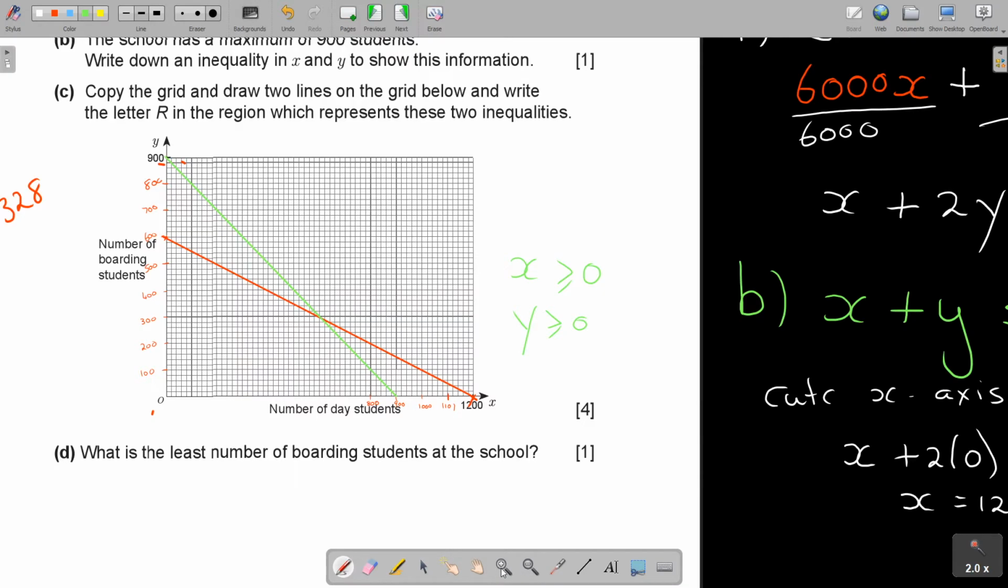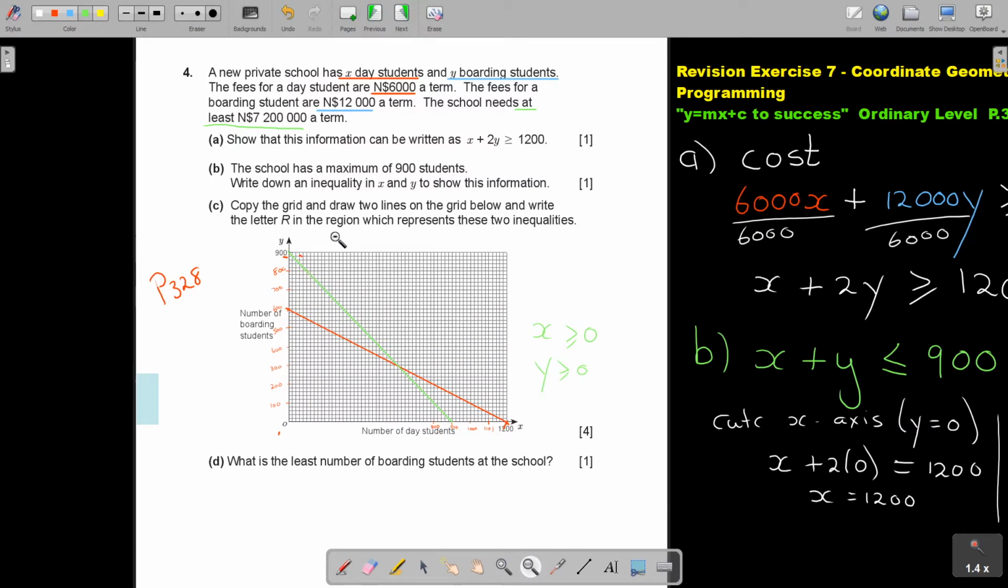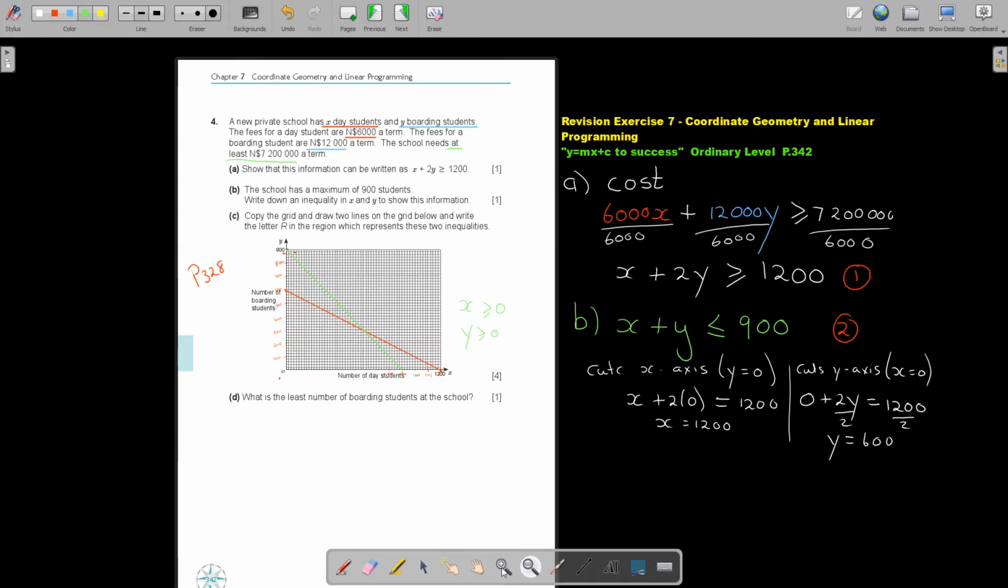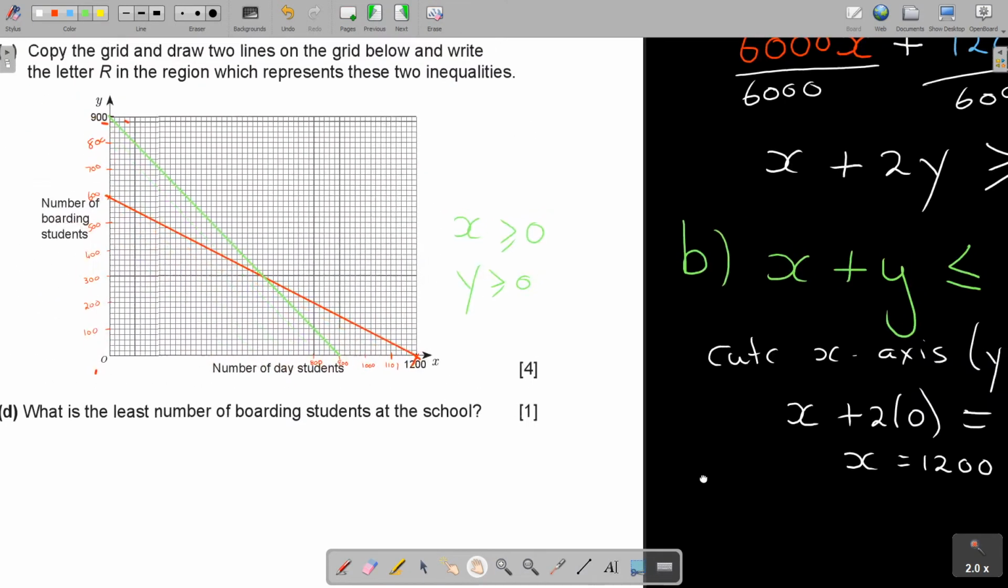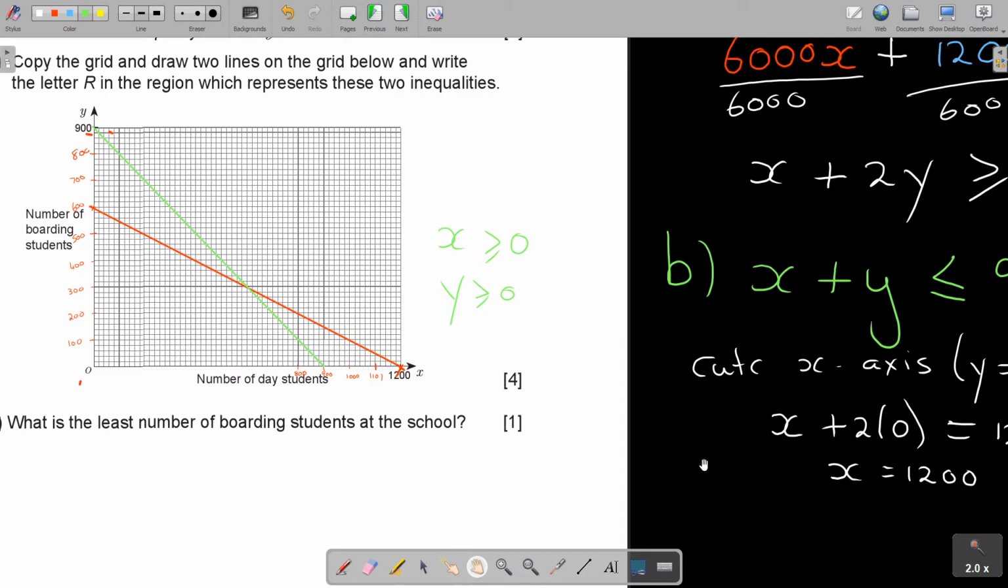Now I think they will come to the shading. So I'm just going to copy and draw the lines on the grid and write the letter R. Now I'm going to just do the shading. Now look, this is bigger. Now let's focus. My line is now going to be red. Just make sure you focus on this correct one.